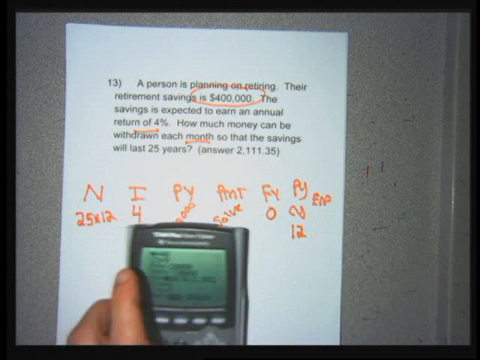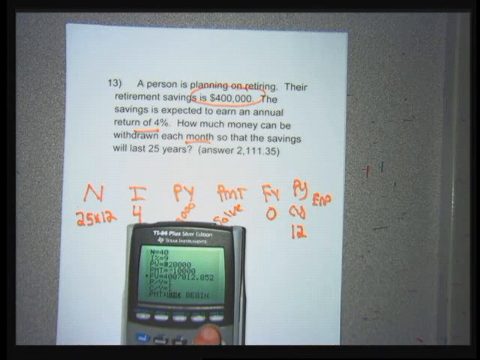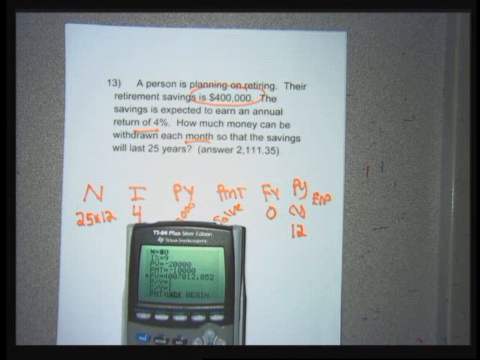Or maybe you have nice kids at that point. So for this problem, I'm going to go to N. I'm going to type 25 times 12. That's 25 years times 12 payments per year. Usually when you're retired, you get very conservative, so your interest rates on your investments go down.